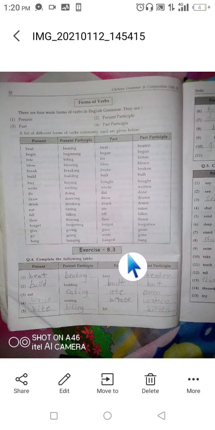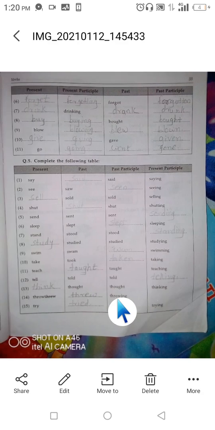Now the exercise number 8.3, complete the following table. So just see this table and complete this table. So I'm going to send this picture also. You have to complete this table. Just you have to write the correct form in the correct column. That is the correct form of forgot is there. So we have to write the present tense, that is forget, present participle forgetting, and the past participle forgotten. Okay, so these types we have to complete the table.